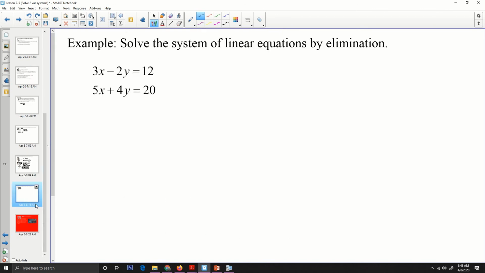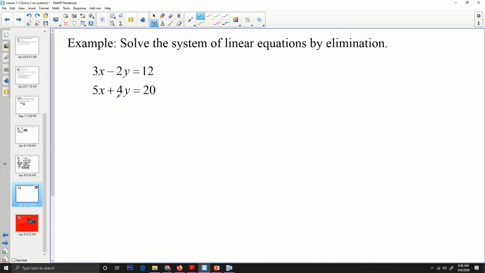All right, last example. We're going to solve the system of linear equations by elimination. So what we want to do is multiply one or more of these two equations so that I get the same coefficient, and one's positive and one's negative. Now, I could multiply this top equation by 5 and the bottom equation by negative 3, and get my x's to both be 15.